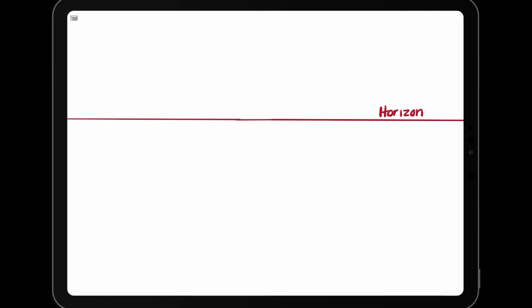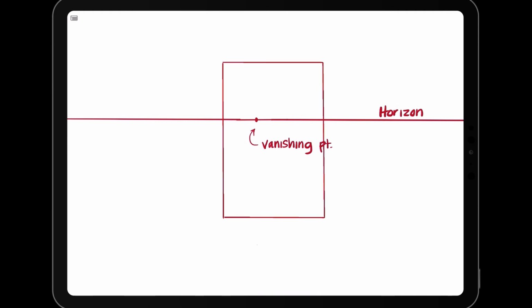So first, what you want to do is find your horizon line or make your horizon line. The next step is to place your vanishing point. This is where all objects, all things are going to converge to this point. Next, place your object. I decided to place it on the horizon line because I like to be weird.